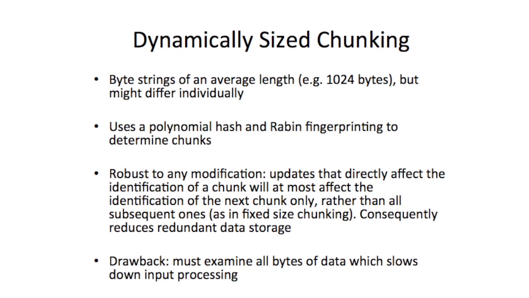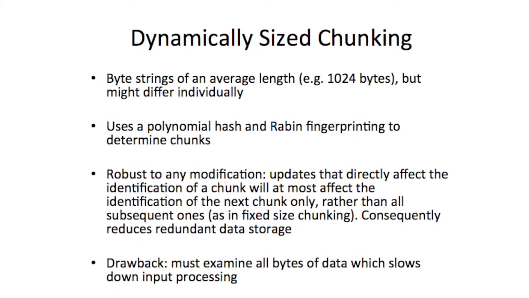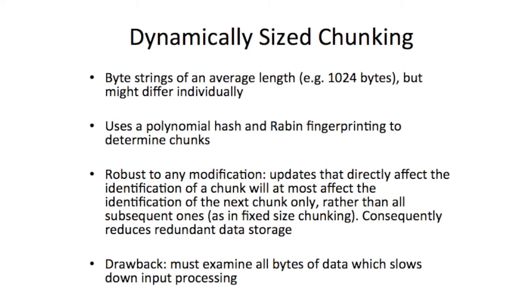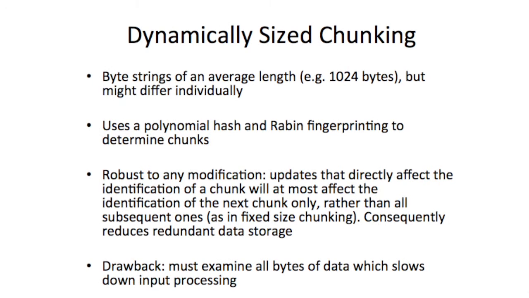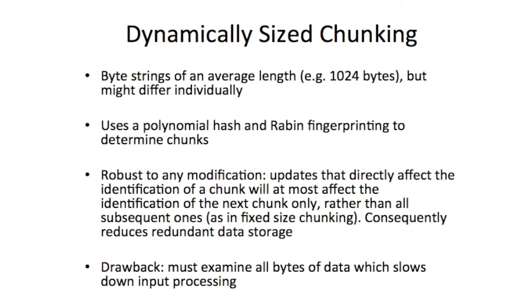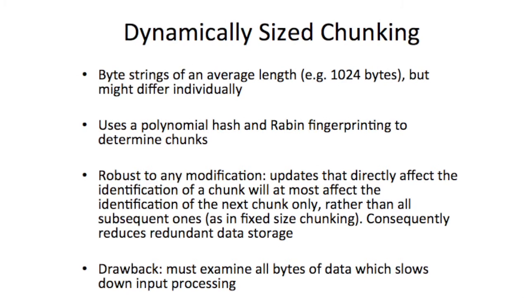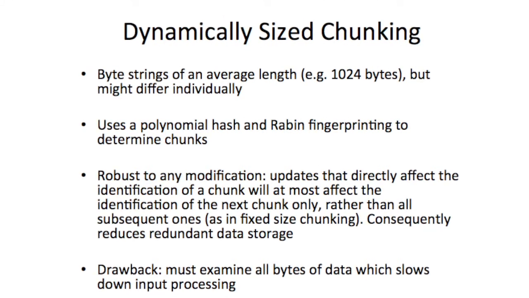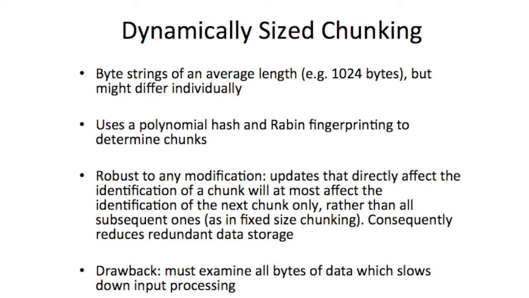This approach allows us to handle any kind of modification to a file, because any insertions or deletions that might affect one chunk will at most affect the subsequent chunk, but will not propagate through to all future chunks afterwards in the way that fixed size chunking does. The major drawback of dynamic chunking, however, is that it slows down the processing speed as you are forced to read through all the content in order to delineate the chunks. Nevertheless, if your goal is to reduce redundant storage, dynamic chunking is generally the way to go.